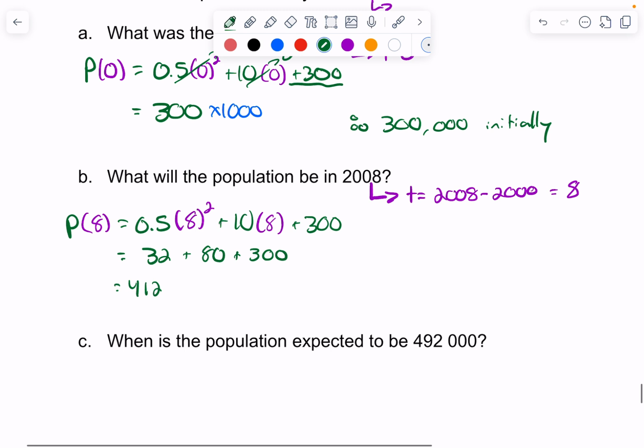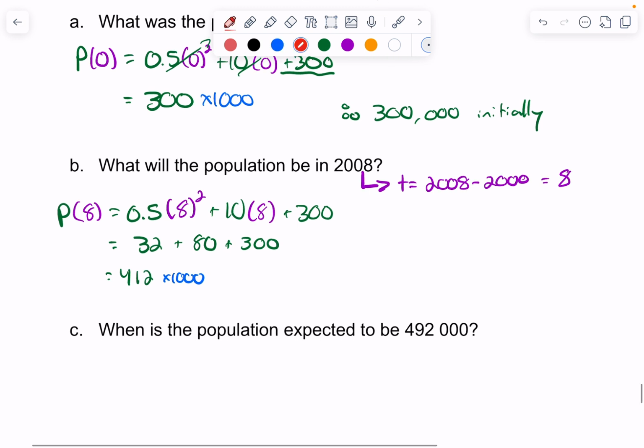But again, measuring in thousands times 1,000. So in 2008, so therefore, in 2008, the population is 412,000.